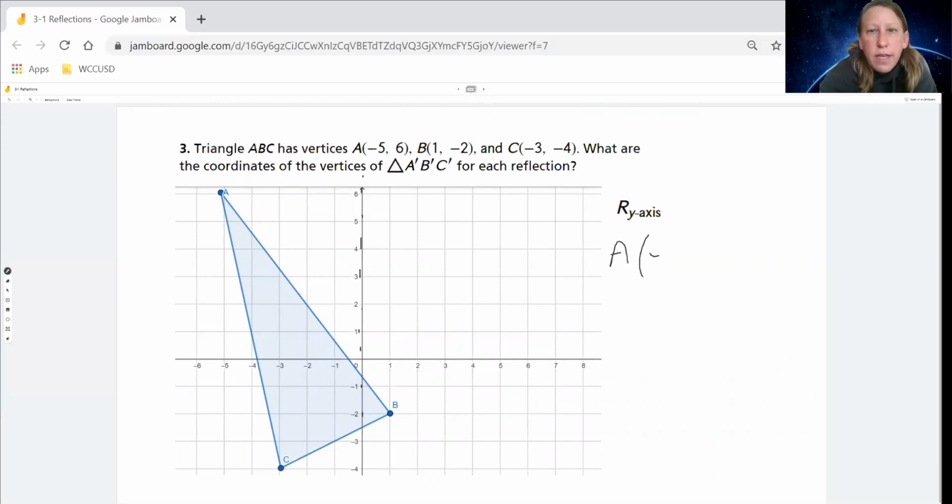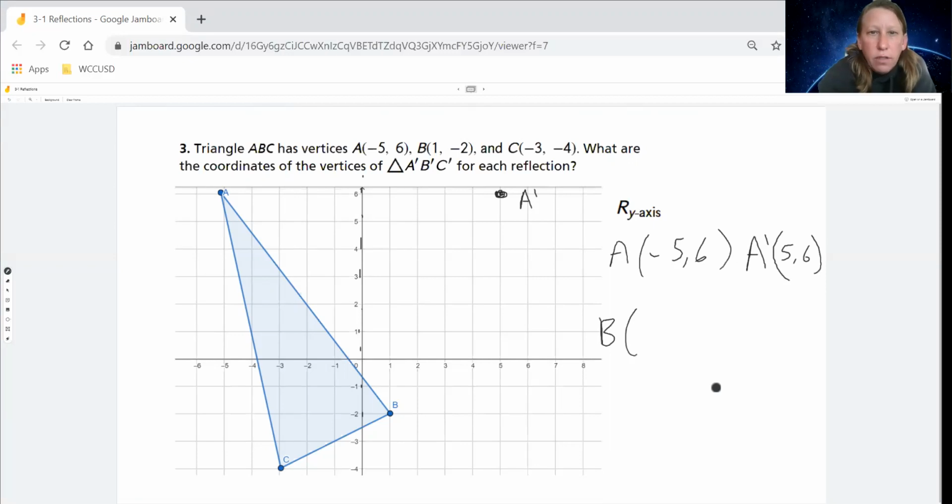A is at negative 5, 6, all the way over here. And if I'm trying to have this be my line of reflection, it's 1, 2, 3, 4, 5 away from that line. So I have to go 1, 2, 3, 4, 5 across the other side. So the new A is out here. A prime is 5, 6. See the pattern? Are you thinking about it?